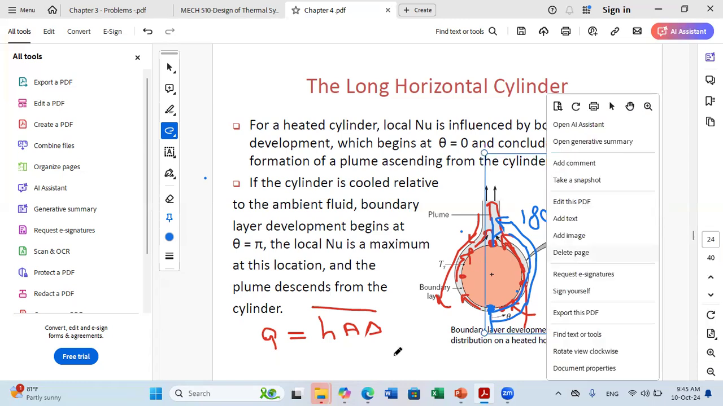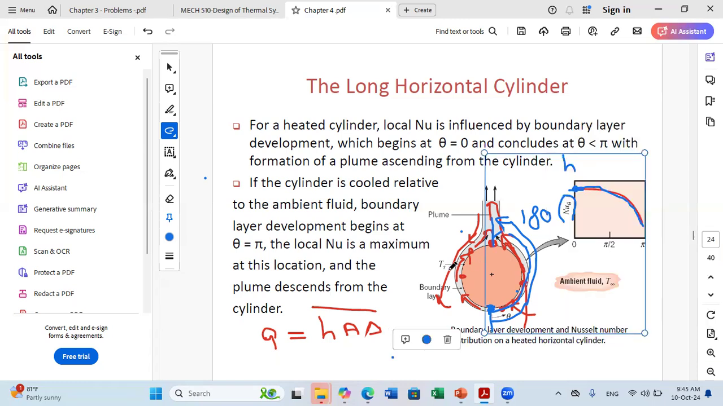Okay? So now what if we have the opposite scenario? If the cylinder is cooled relative to the ambient fluid, the flow will be opposed. So boundary layer development will begin at theta equals pi, and here the local Nusselt will be maximum. And then the plume will descend downward, and the minimum Nusselt number will be at theta equals 0 here. Okay?